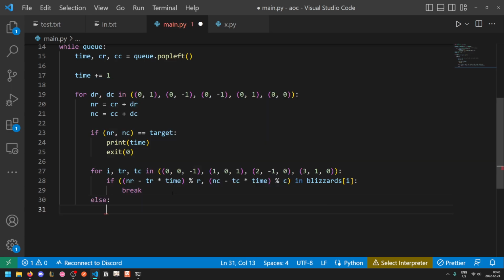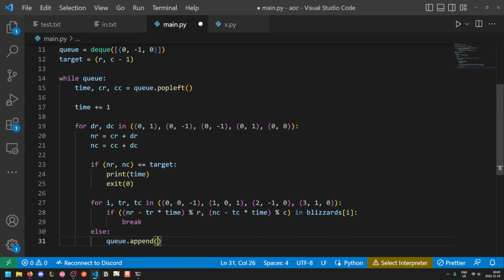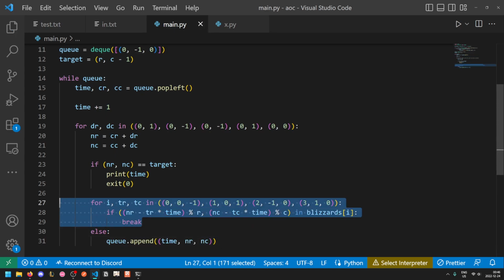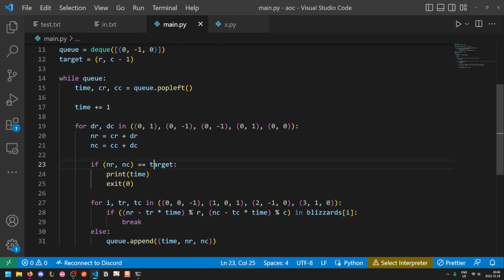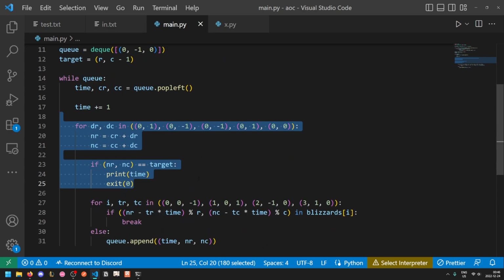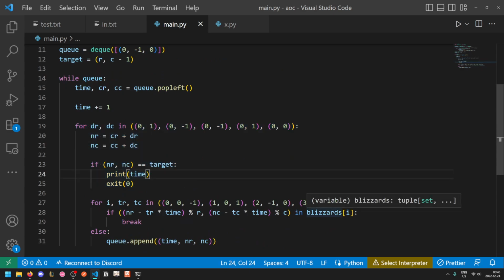Otherwise, if we didn't break out of the for loop, that means that we don't have any collisions with blizzards, so we can add this state to our queue. Queue.append, and the next state will be the time +1, which we've already incremented, and NR, NC. So we see that by doing this instead of transitioning the blizzards themselves, not only does this save a lot of time, it also means that we save a lot of space that we would have had to use to write the code to shift all the blizzards.